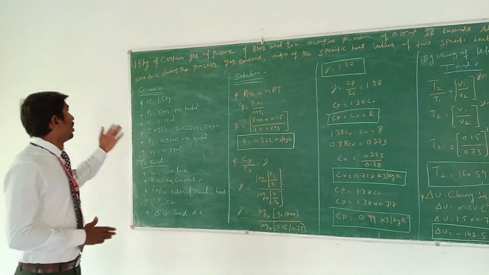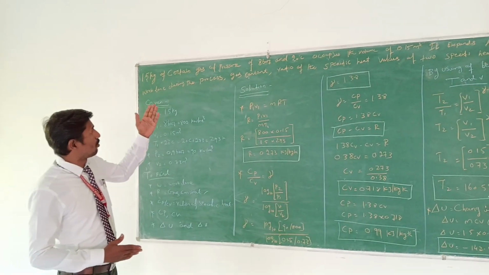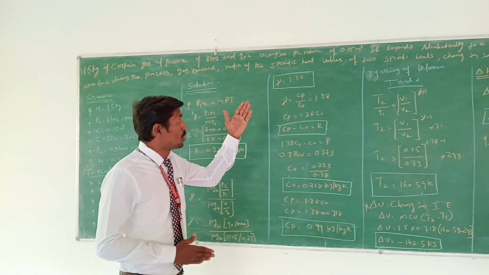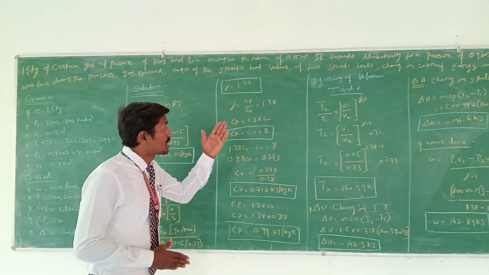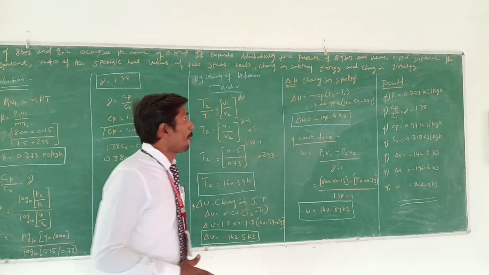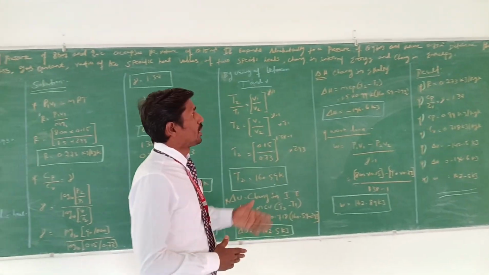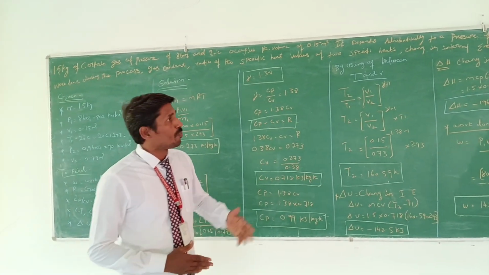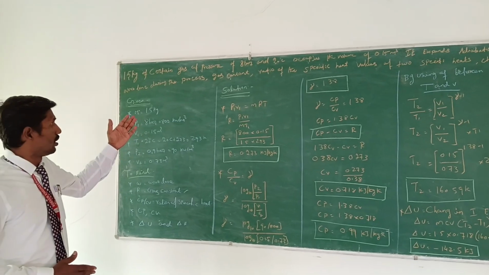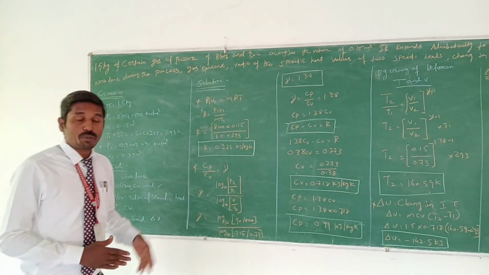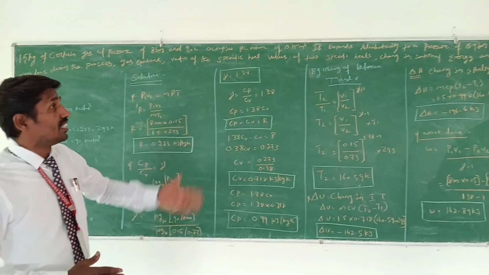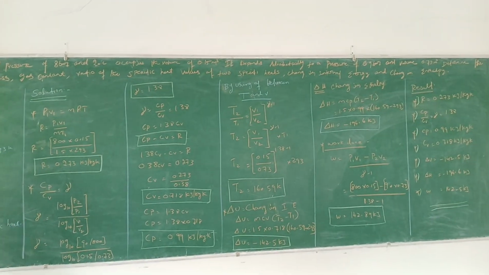First of all, 1.5 kg of a certain gas at a pressure of 8 bar and 20 degrees Celsius occupies a volume of 0.15 meter cube. It is expanded adiabatically to a pressure of 0.9 bar and a volume of 0.73 meter cube. Determine the work done during the process, then the gas constant and ratio of the specific heats, the values of the specific heats, the change in internal energy, and finally the change in enthalpy.